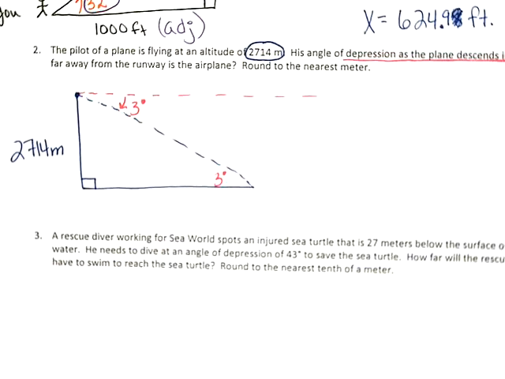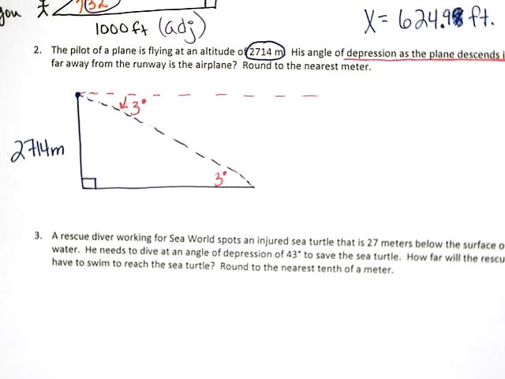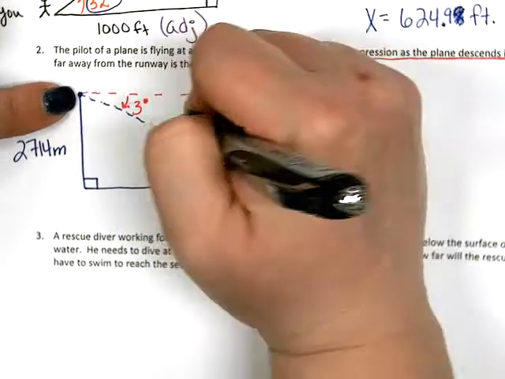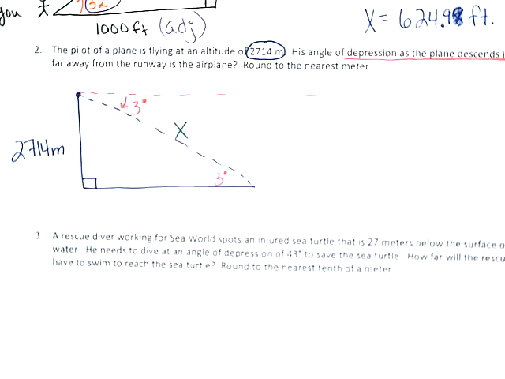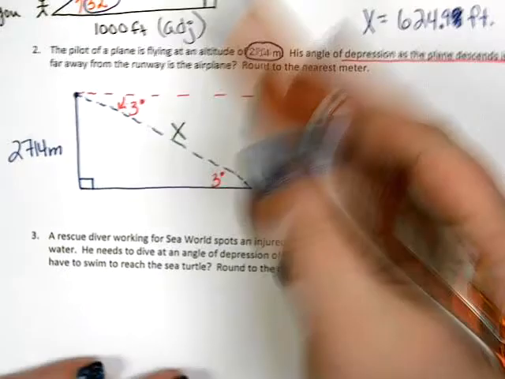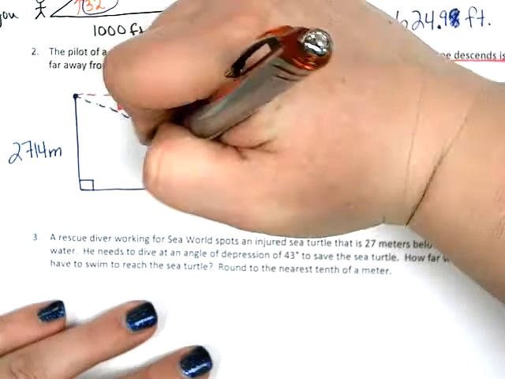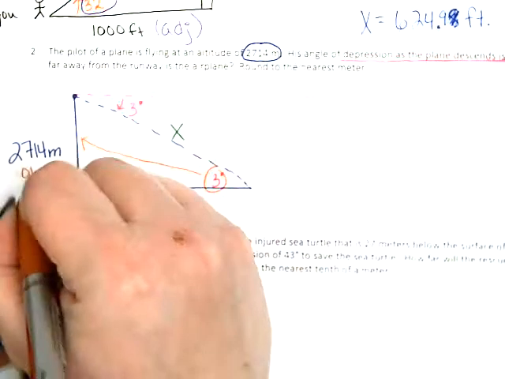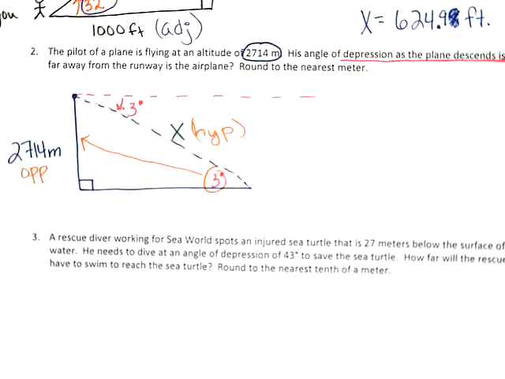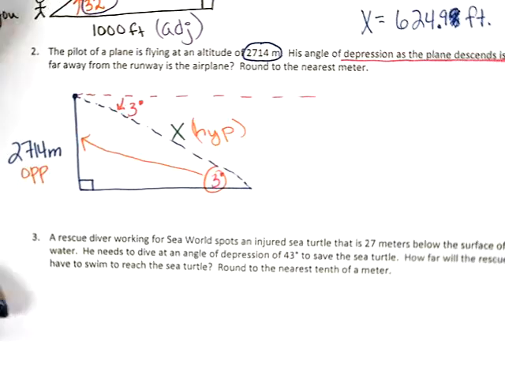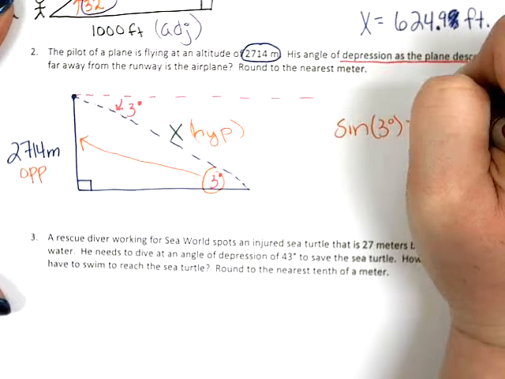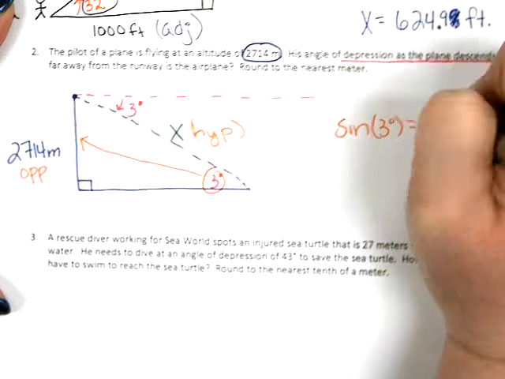Okay. Then we're looking for how far away from the runway is the plane. Well, the plane is here, and the runway is down here, which means the distance we're looking for is right there. Okay, and now it's just trig to solve it. So here's my angle. Across from that, that means this is my opposite. Across from my 90-degree angle is my hypotenuse. And I know that opposite and hypotenuse is going to be sine. So the sine of 3 degrees is going to equal the opposite over the hypotenuse.